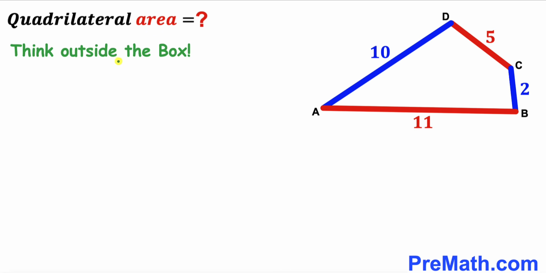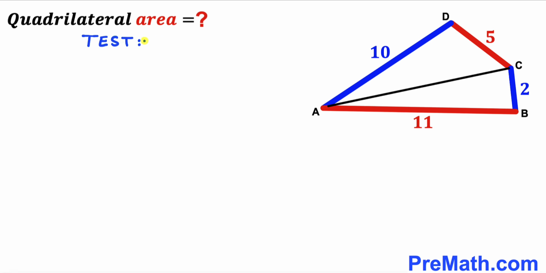So therefore we are going to think outside the box, and we are going to connect these two vertices A and C. As you can see in this next step, I have simplified this problem by dividing up this quadrilateral into these two triangles, this triangle ACD and the other triangle ABC as well.